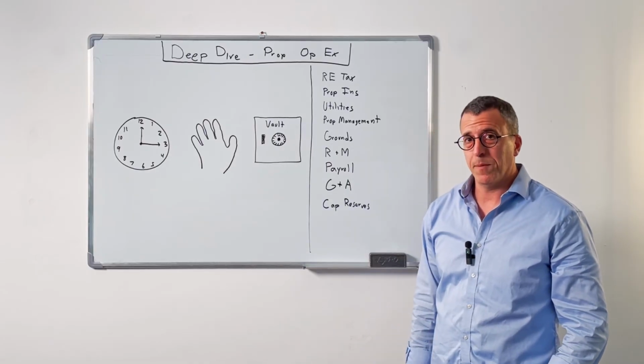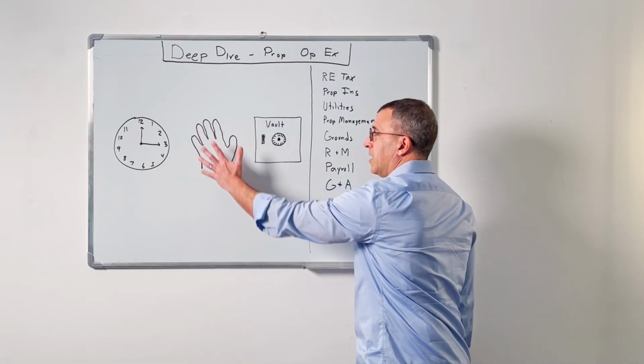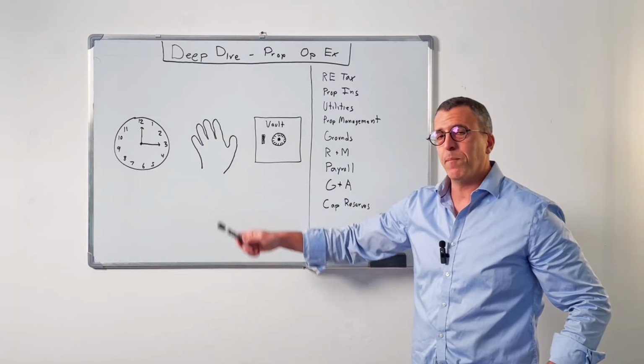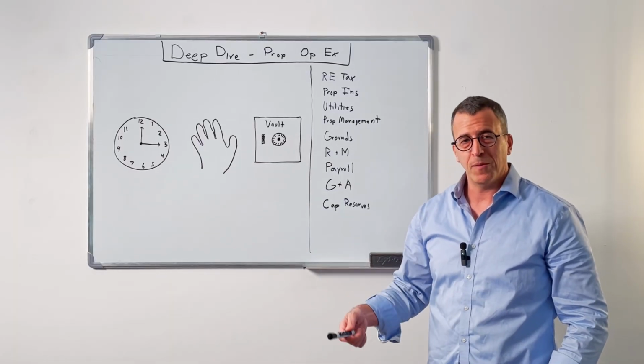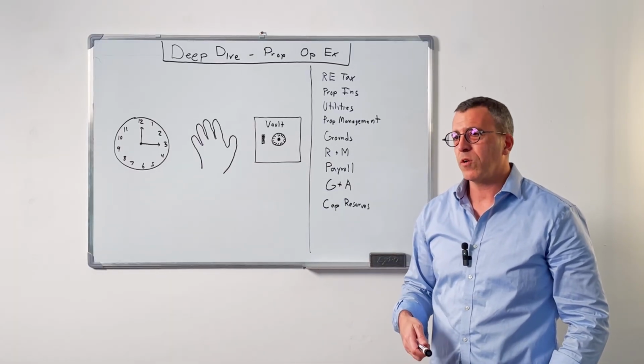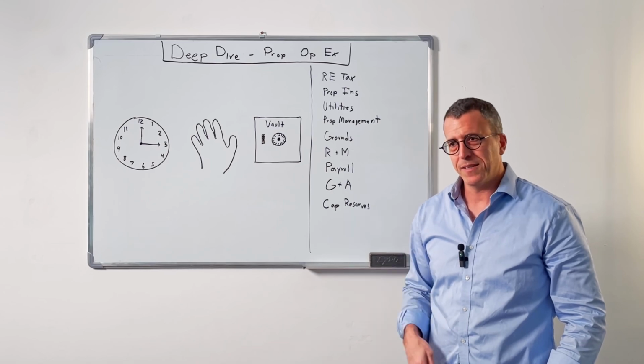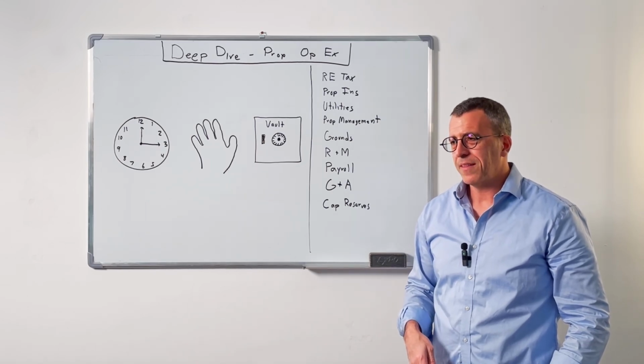Hand. What does the hand symbolize? Well, just the fact that I used my hand is probably a good indication. There's a human element involved. Properties don't manage themselves.